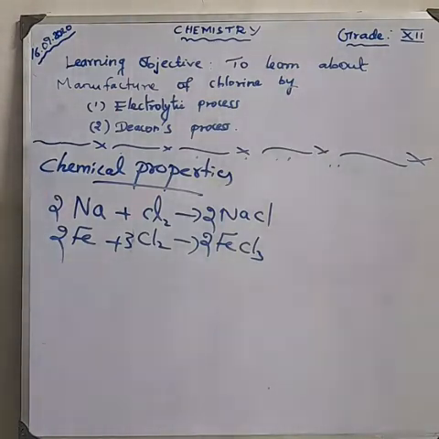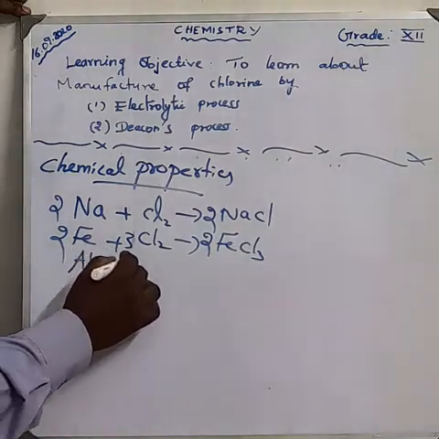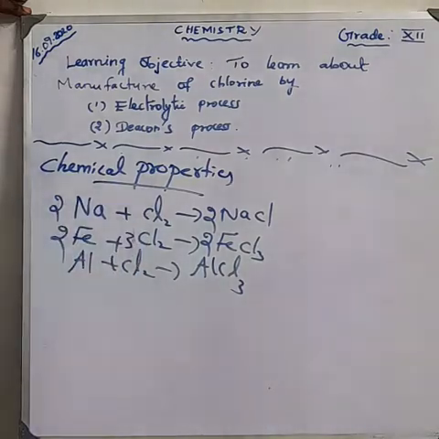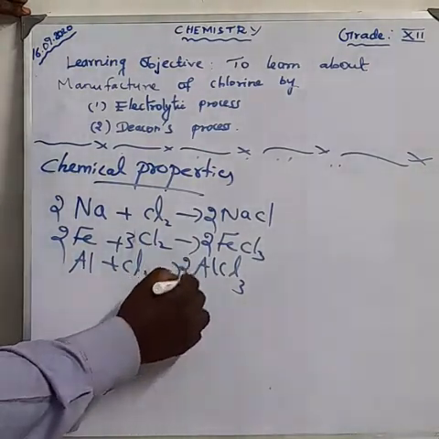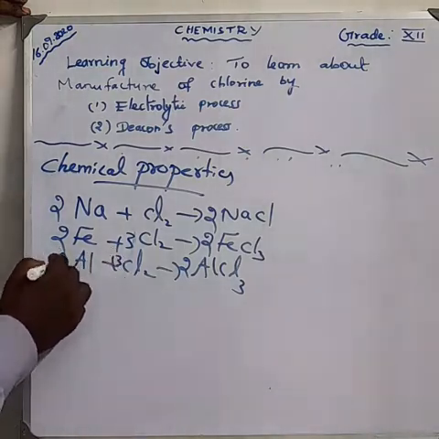Next, aluminium. Aluminium reacts with chlorine to give AlCl3, aluminium chloride. Make it 2 here, so 2 times 3 gives 6 chlorine. Right?